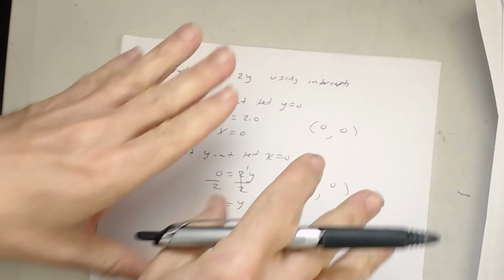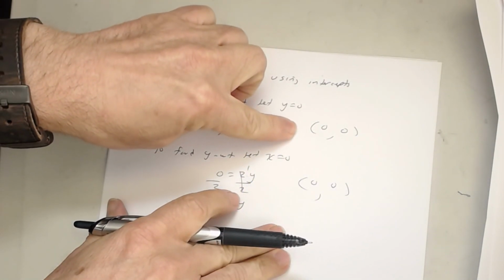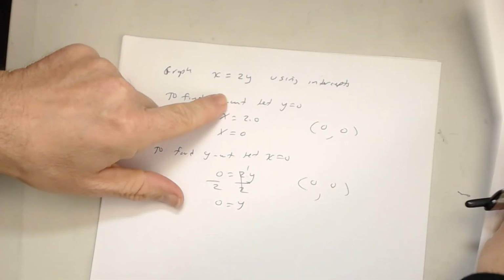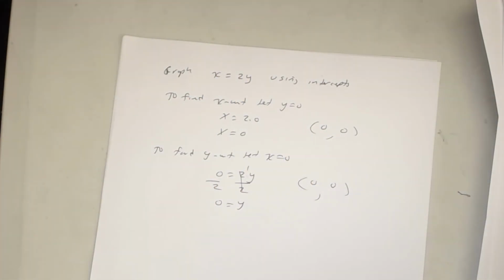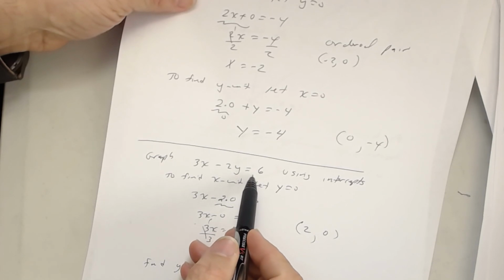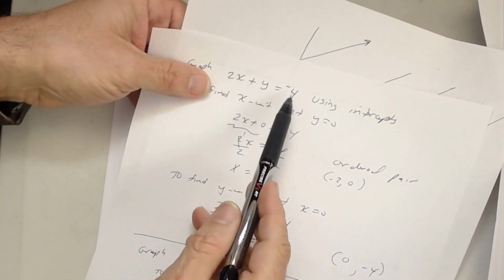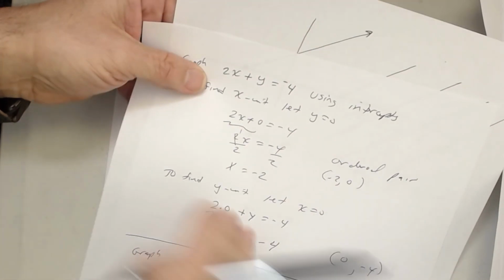So notice why the x and y intercepts were the same. In all the problems we had, you had the 2 variables and a constant, right? Meaning this. 3x minus 2y, and you had the constant what? 6. 2x and y, and you had the constant negative 4, and so on.